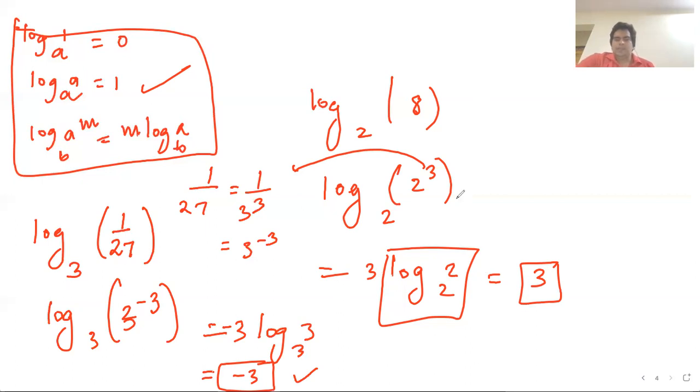Now another example that we have is a very interesting example. After I explain these 2 properties: the first property is called the product property, and the second is the division property, you can say.